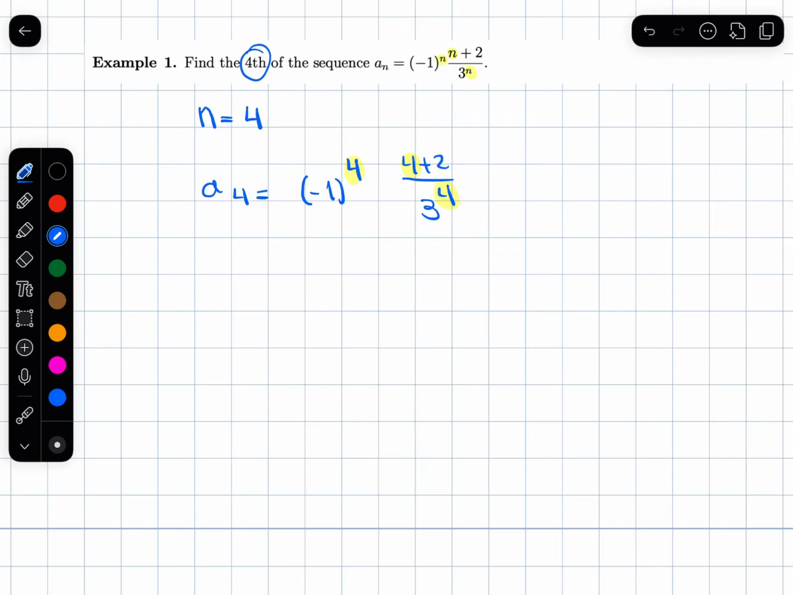And then that's going to give me a positive, because -1 to an even power is going to be positive. 6 over 3 to the power 4. I can cancel one of the 3's like this to get a 2 over 27. And that will be the fourth term of my sequence. Okay.